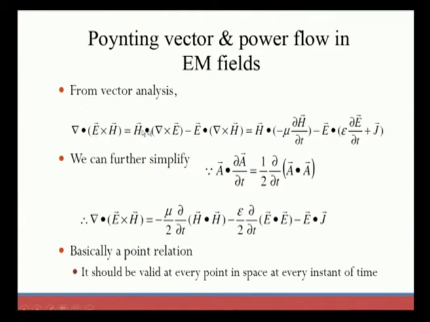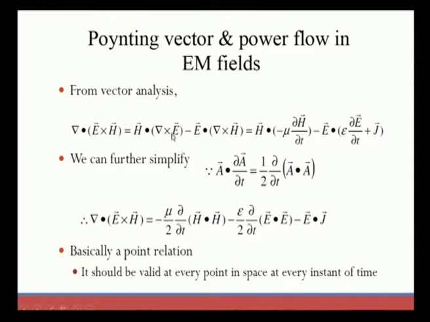From vector analysis, this is the Poynting vector. From the very first slide we got this equation of the Poynting vector. This can be rewritten like this, H dot del cross E, because we are multiplying everything with the dot product. This is an identity law, and with the help of the identity law we can write it like this.